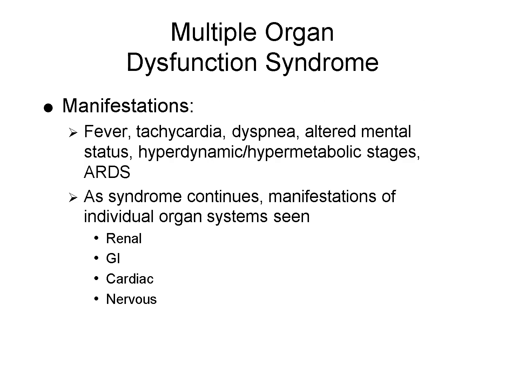MODS often begins with generalized inflammation and symptoms such as fever, rapid heart rate, shortness of breath, and altered mental status. As it progresses, organ-specific signs appear, including acute respiratory distress syndrome (ARDS), kidney failure, liver dysfunction, and gastrointestinal bleeding. The hypermetabolic state worsens organ demand, creating a vicious cycle of decline.